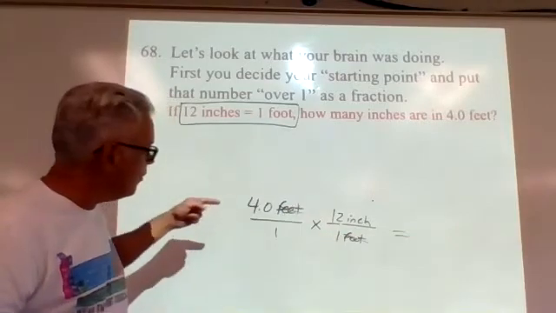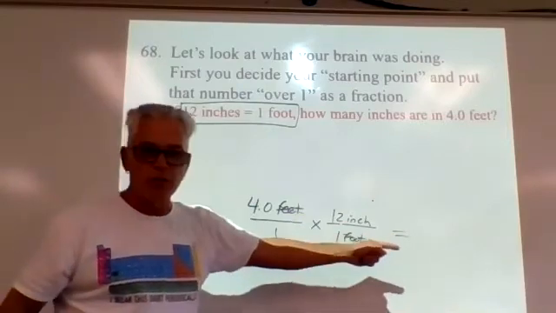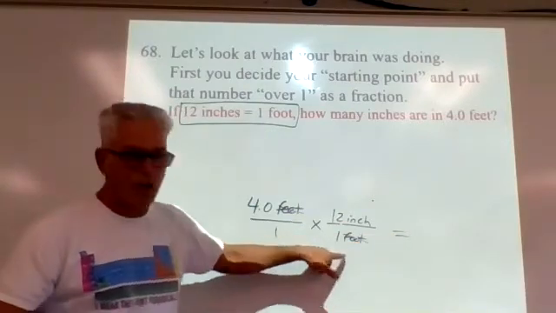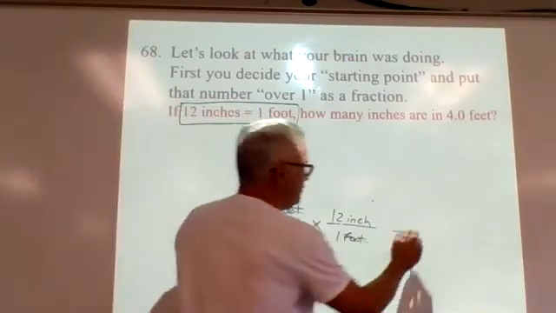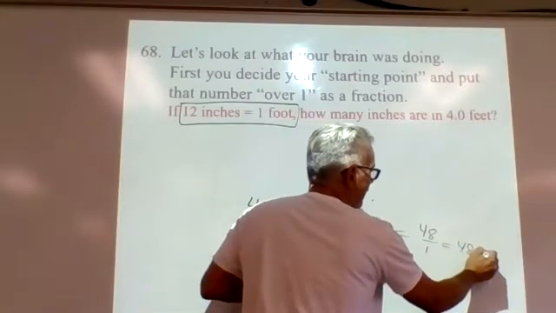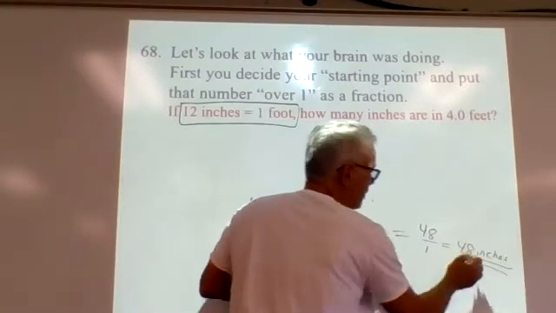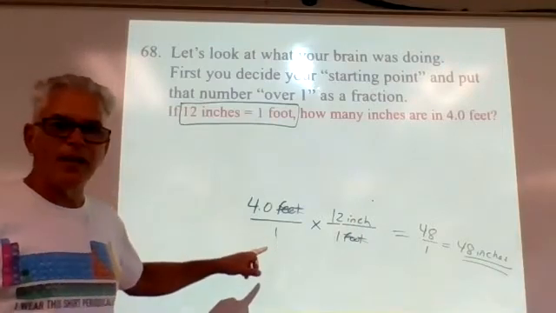To multiply fractions, you multiply across the top, put the answer divided by, multiply across the bottom. But of course, look, 1 times 1 is the easy one. 4.0 times 12 is 48 over 1. That is 48 inches. But we already knew that answer. This is what your brain did.